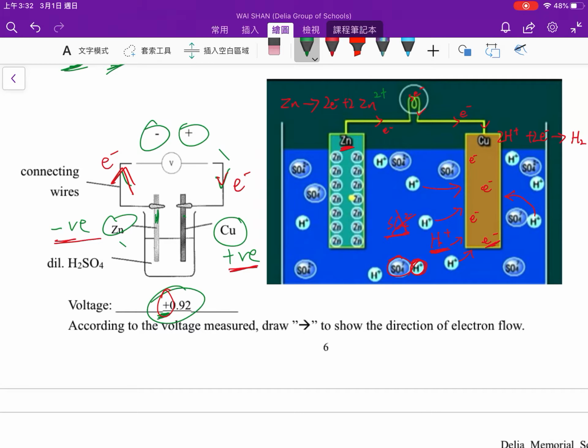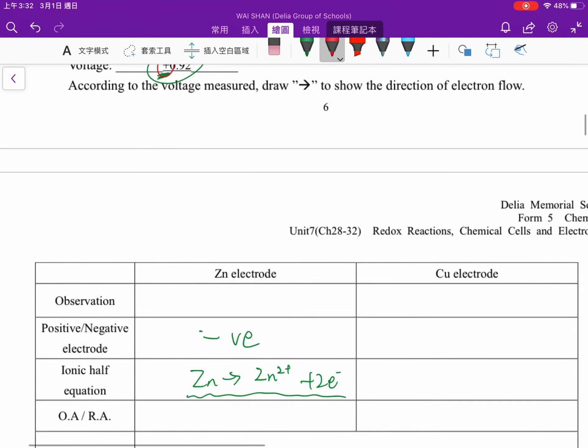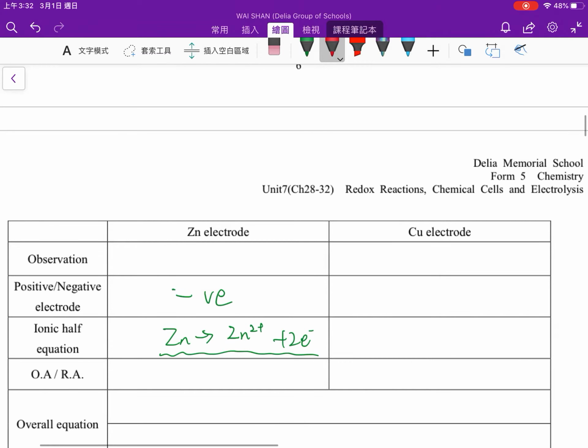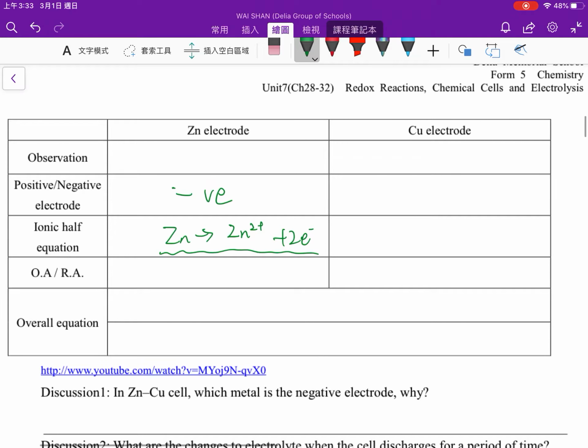Oh my bad, here it should be zinc 2 plus, okay? Zinc ion. So I write it again. Zinc loses electron and becomes zinc ion. And the zinc ion will dissolve in the solution. So can you see, here the zinc electrode will dissolve.